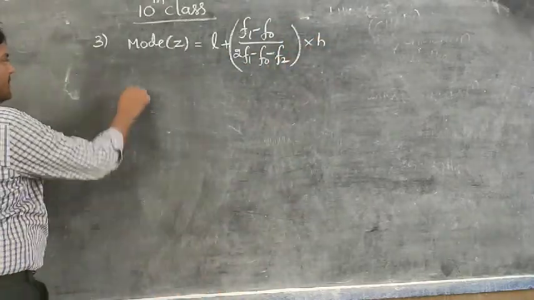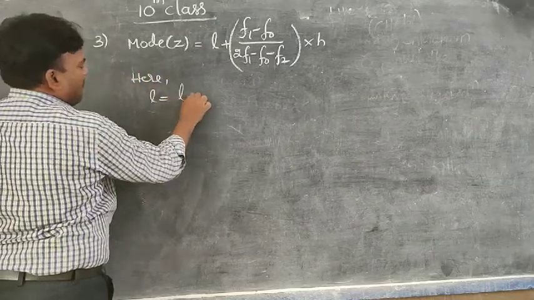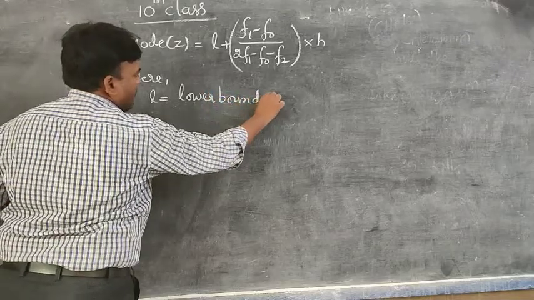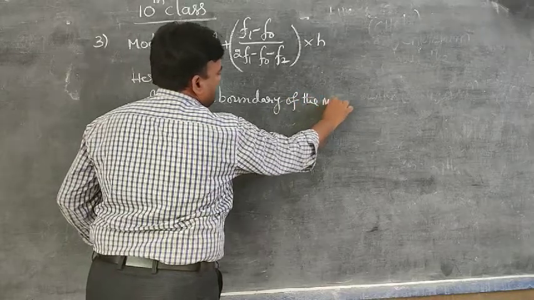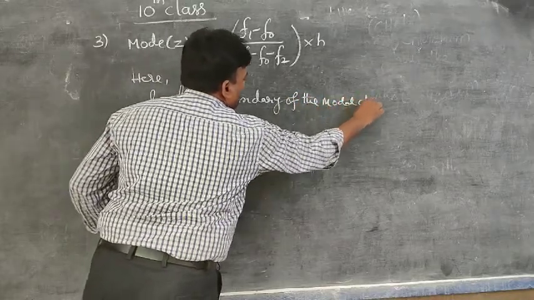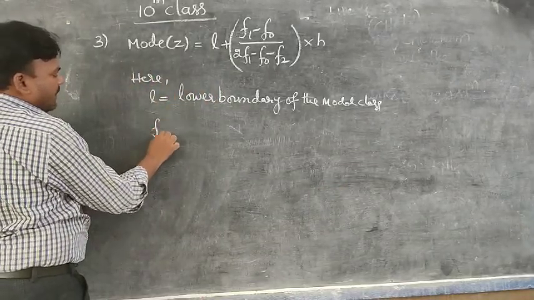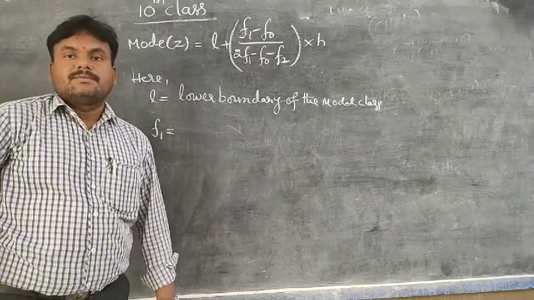Here the terms are: L equals lower boundary of the modal class. Don't forget, all of you: lower boundary of the modal class. Next we have taken F1. F1 means frequency of the modal class.